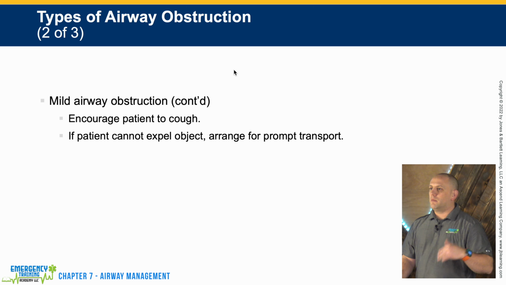So we can have either a completely blocked airway where they're not able to talk to us, there's no air moving in or out. We can have a moderately blocked airway where you may be able to hear a little bit of air movement, kind of a whistling sound, or they may be able to speak a little bit. Or you could have a mild airway obstruction. With mild airway obstructions, we can encourage our patients to cough, and often if they're able to forcefully cough, they will be able to expel that object.